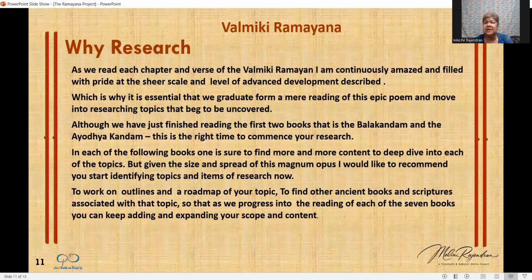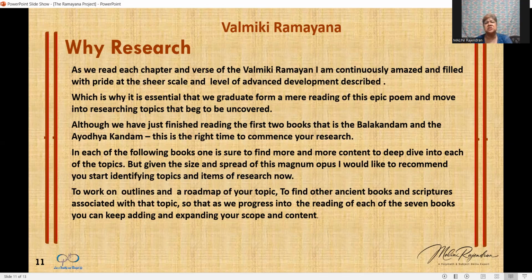So why is it so important to carry out Project Ramayana and research into the topics that seem to be emerging? As we read each chapter and verse, I am continuously amazed and filled with pride at the sheer scale and level of advanced development described there. It's a pity we have been, for hundreds of years, portrayed as a third world, poor, developing country. Not true. Our civilizations were far, far more advanced than some of the advanced civilizations that you see today.